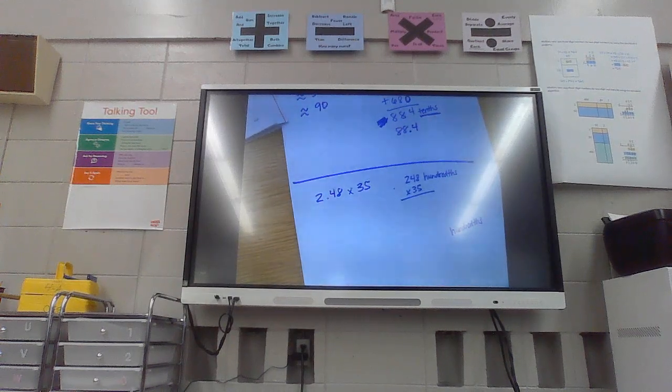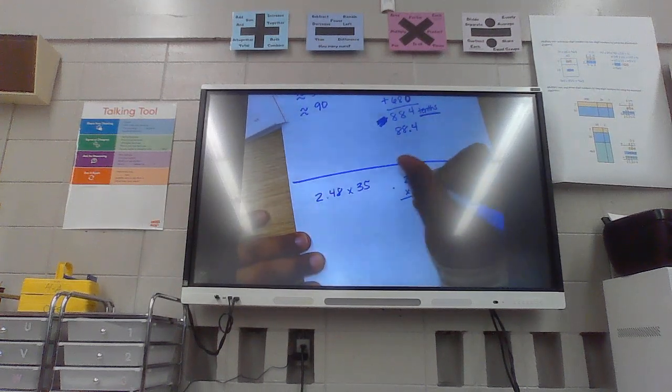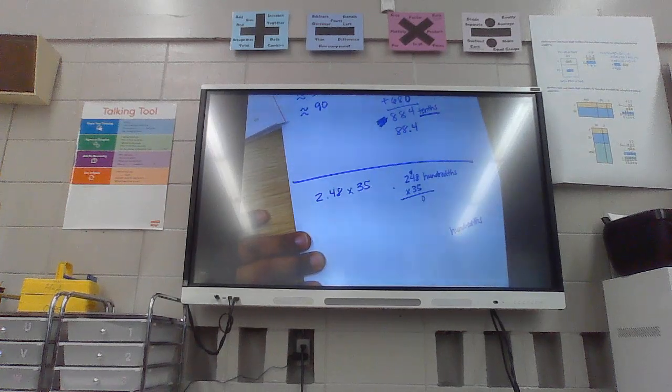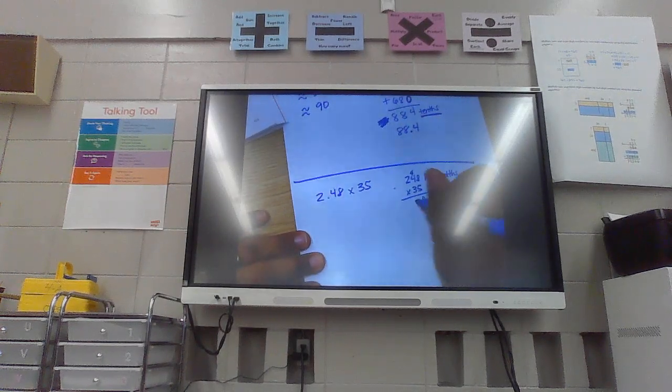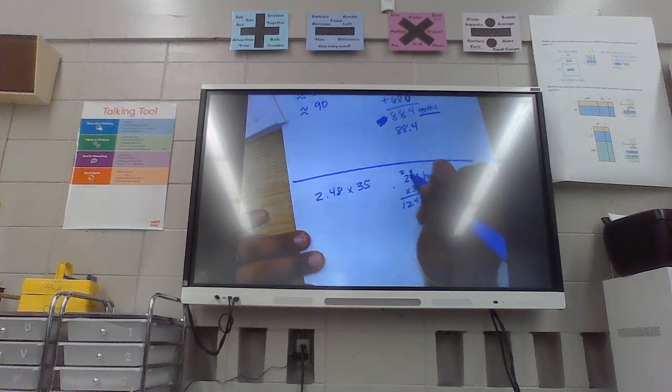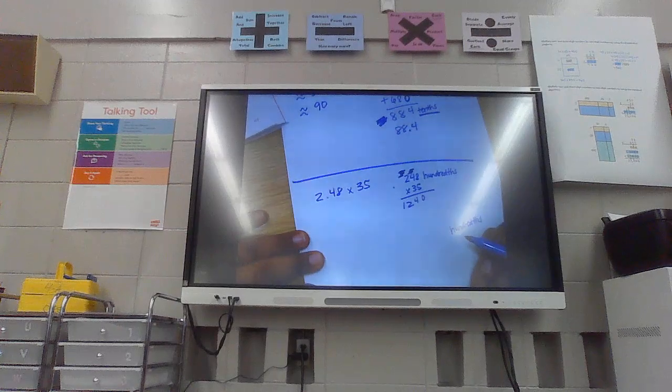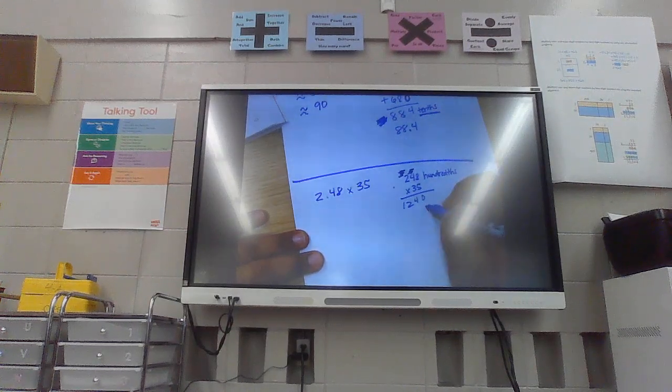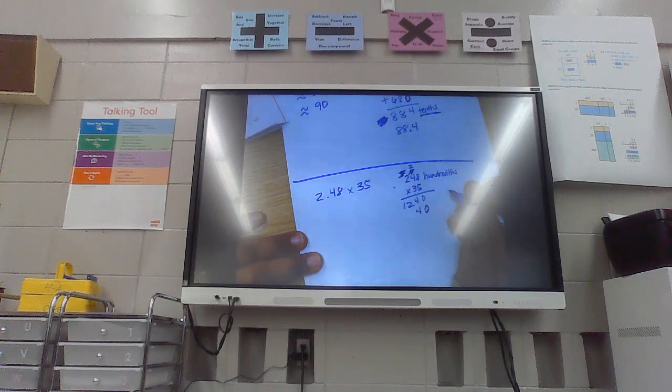So that 5 times 8 will give us 40. 5 times 4. 20 plus the 4 we got? 24. 5 times 2. 10. Plus the 2 more. 12. Remind myself to do it? Put that placeholder. With the placeholder. 3 times 8. 3 times 8 is 24. Here the 2. 3 times 4. 12 plus that 2 more. 14. And then the 3 times 2. 6. Plus 1 more. 7.